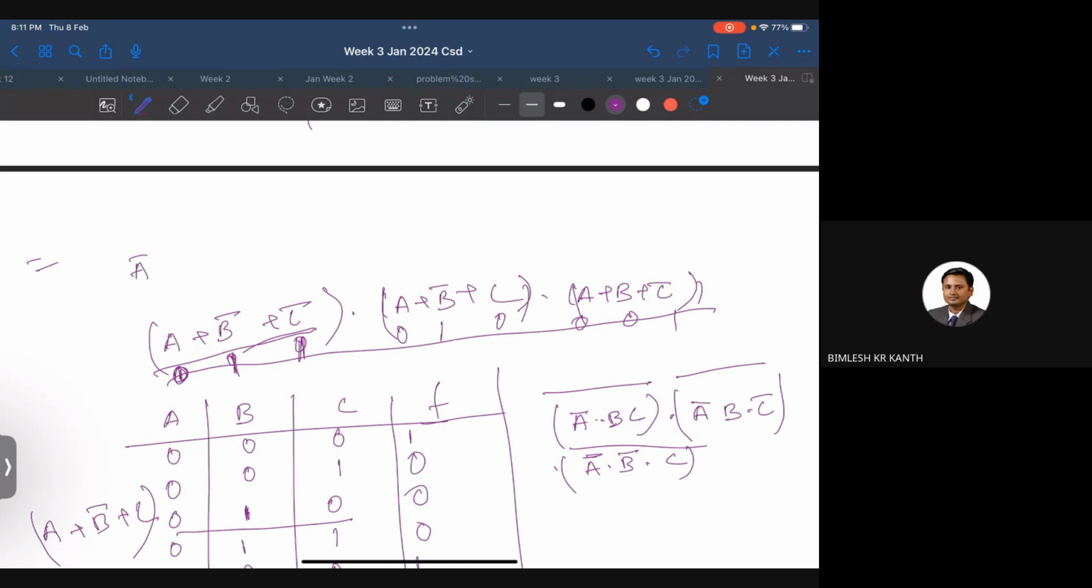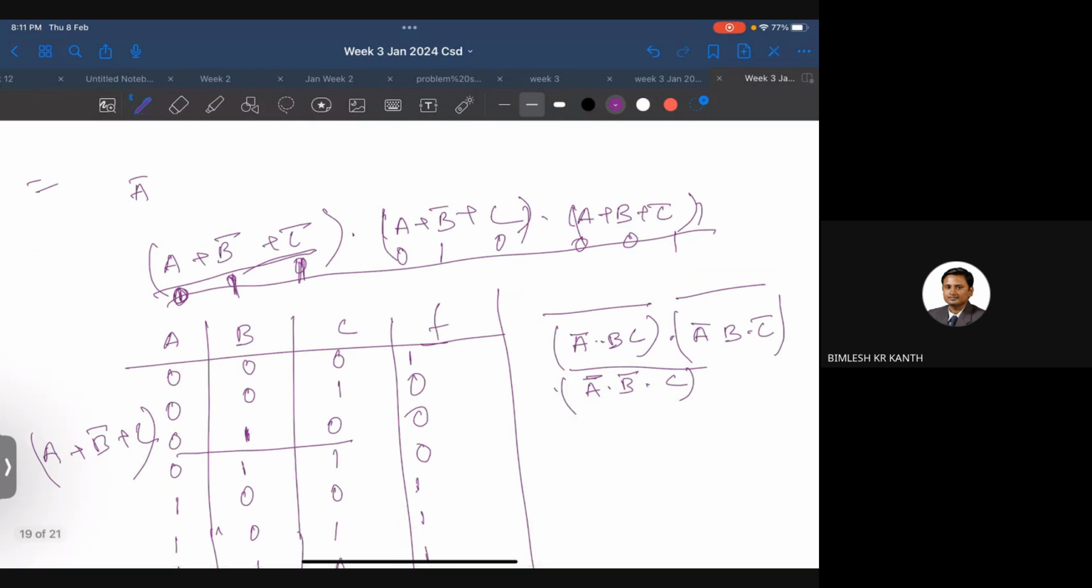So the third step will become A bar dot BC, A bar dot A bar B bar dot C. If you are simplifying this expression, then you will get this expression, right? So if you apply De Morgan's law, it will get A bar plus B bar plus C bar. Again, you're getting the same expression, right? Just a second.